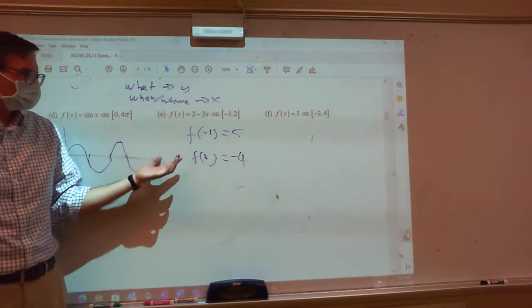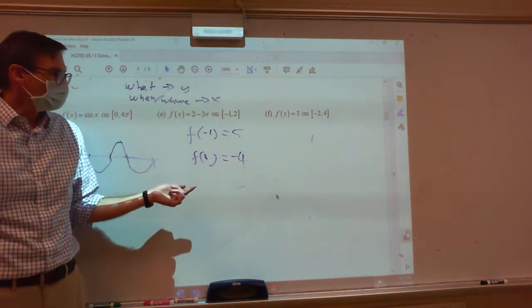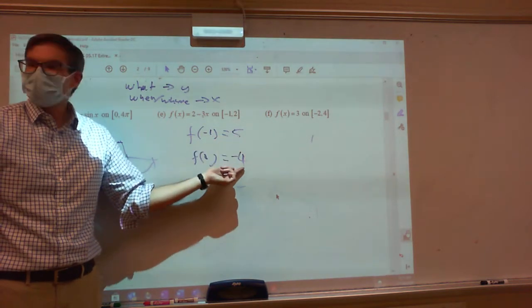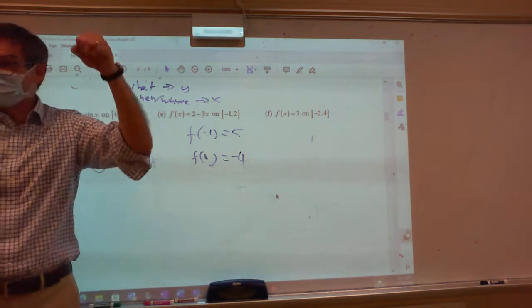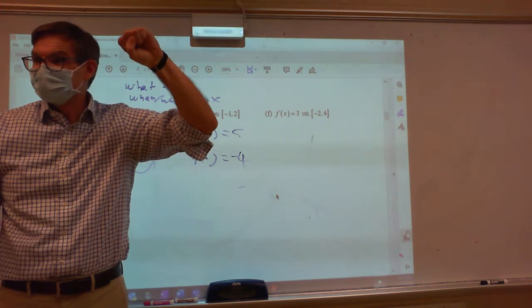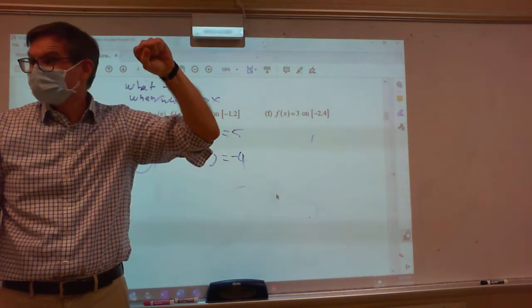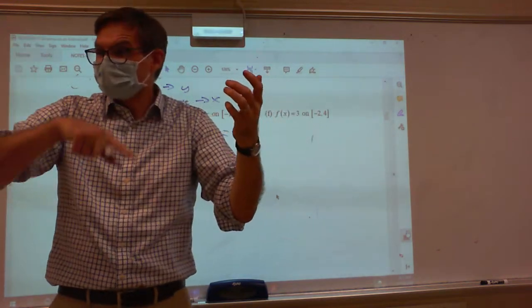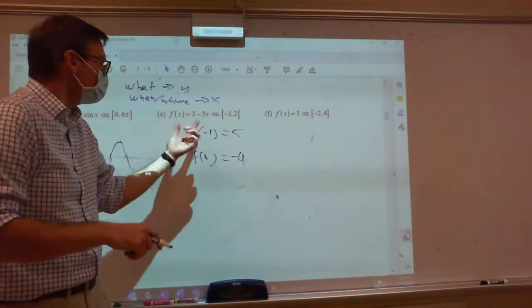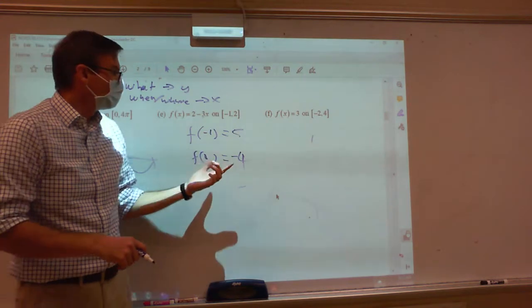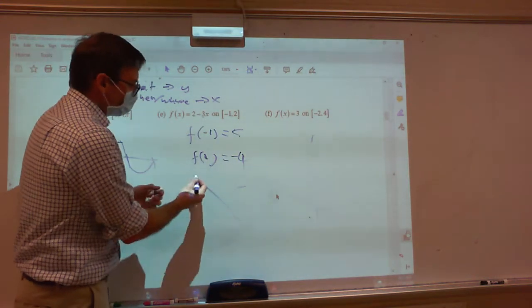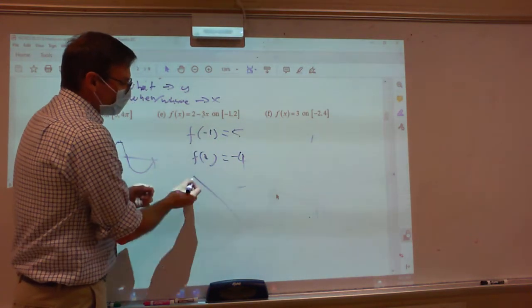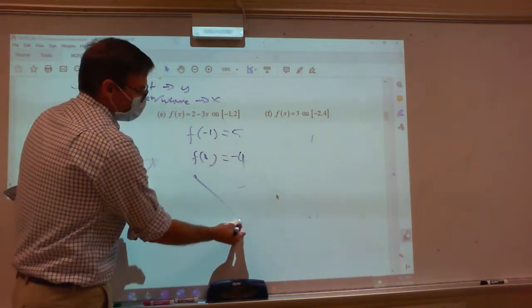So based on this, since I plugged in my endpoints, we have a max of 5 and a min of -4. And since it's a line, are we guaranteed those are going to be a max and a min? Yeah. Now, if that was a parabola, you don't know, do you? Because a parabola could do something in between. But since I know this is a line, with a slope of -3, my max is going to happen at the first spot, and my min is going to happen down here.